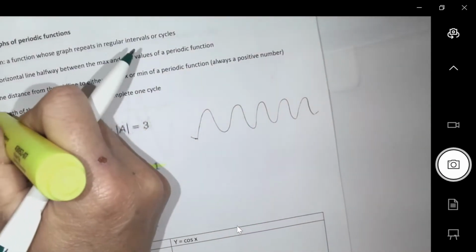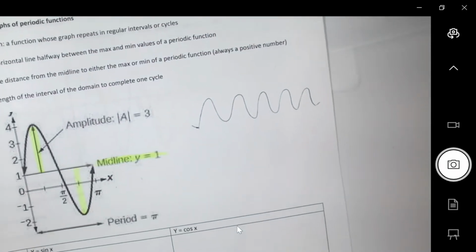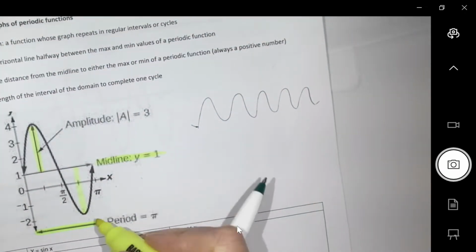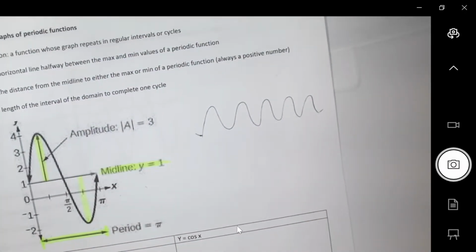And the next word is period, which means how long did it take me to get through a cycle before I started repeating it again.